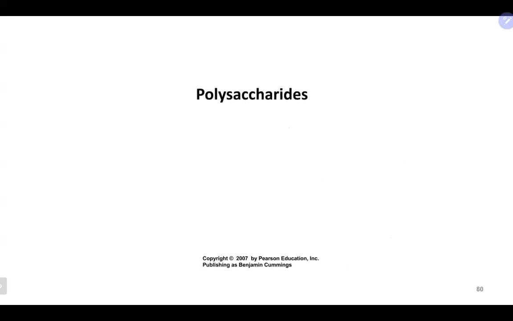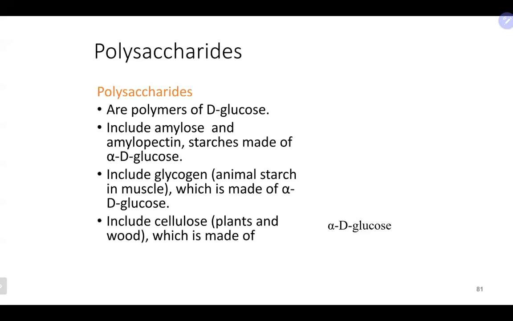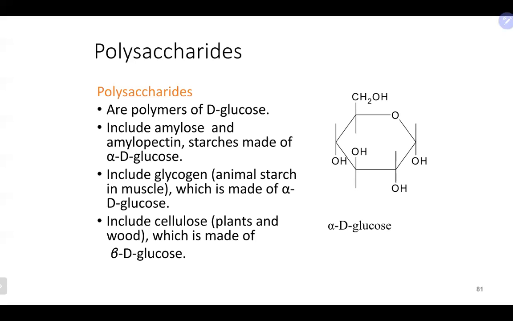All right. We'll talk a little bit about polysaccharides. Polysaccharides are long groups of glucose molecules where we take out water and they just connect up. So very, very long chains of glucose molecules. That is what polymers are. They include amylose and amylopectin, starches that are basically made up of alpha D glucoses. Our potatoes are good. They also include glycogen.